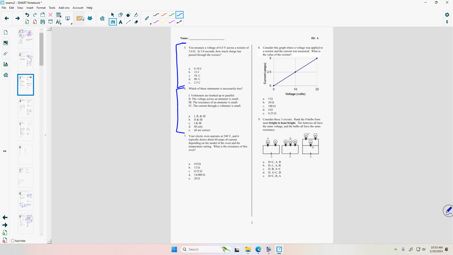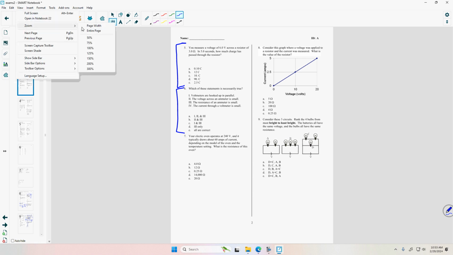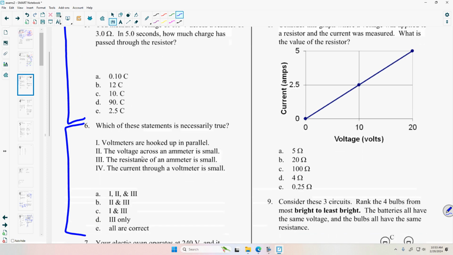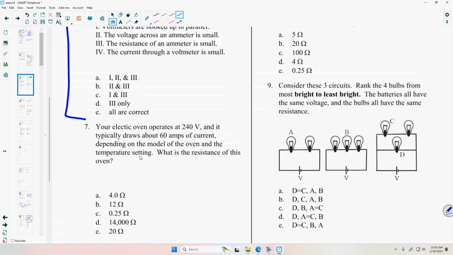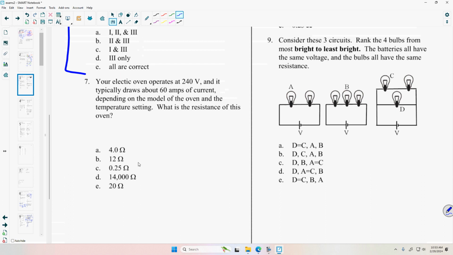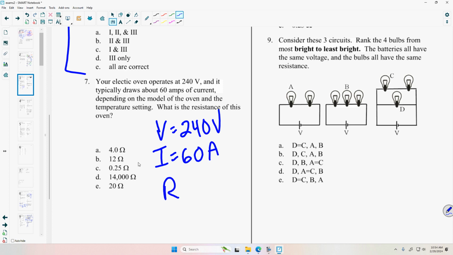Okay, here we go. Number 7 is one I'm looking at. This is spring 23, number 7. When I say Ohm's law is one, this is a good example of one where it's just Ohm's law. Your electric oven, apparently, V is equal to 240 volts. I is 60 amps. And I want to know what is the resistance. R is V over I. So that's 240 over 60, which is equal to 4 ohms.